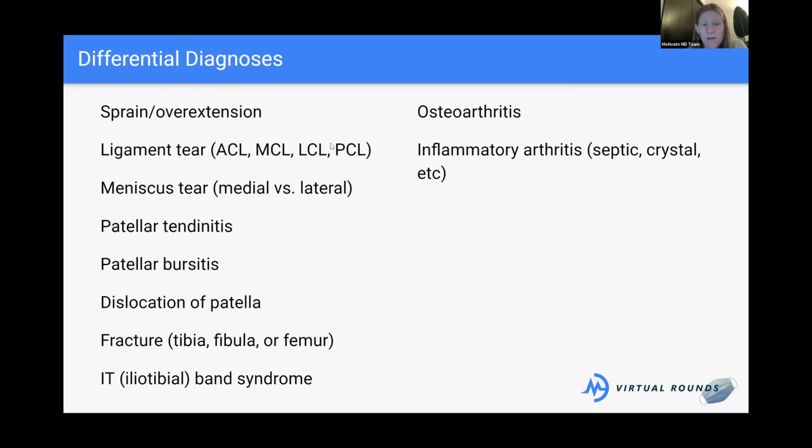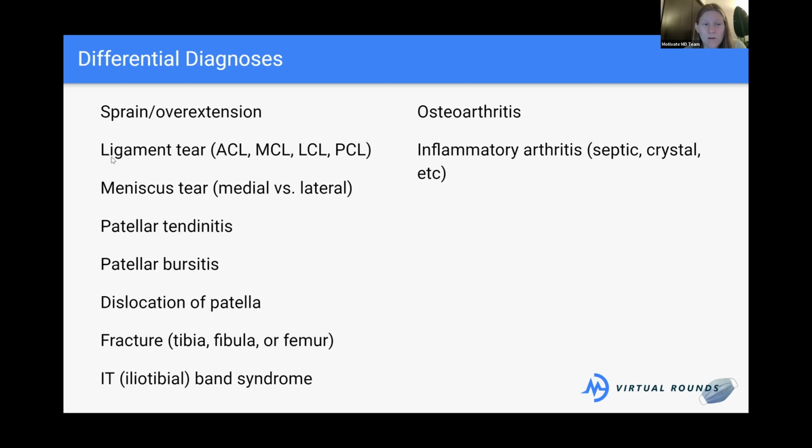So the four main ligaments in the knee are the ACL, the MCL, the LCL and the PCL. And that is the anterior, the medial, the lateral, and the posterior ligaments of the knee. And I have a picture later on that'll show you on a map or on an image where those are located. And there's certain findings with each one also depending on where it is. So those are the four main ligaments.